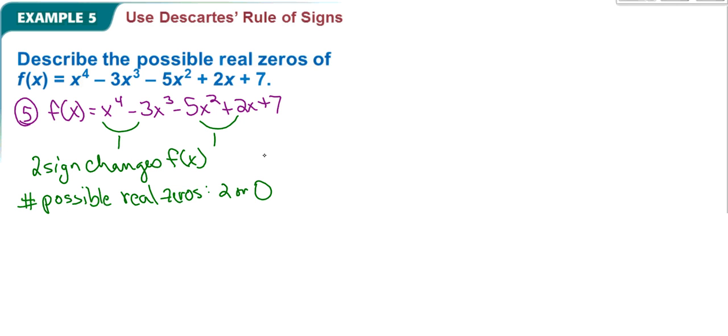So if we find one, we know that there's another one, real at least, or there might not be any at all. So then the second thing we have to do is look at f of negative x. F of negative x, which means that we put negative x in each place of x. And we do want to put it in parentheses. So negative x to the 4th minus 3 times negative x to the 3rd minus 5 times negative x squared plus 2 times negative x plus 7.